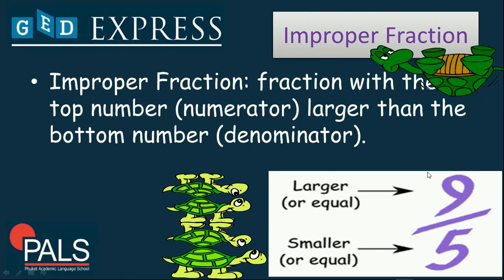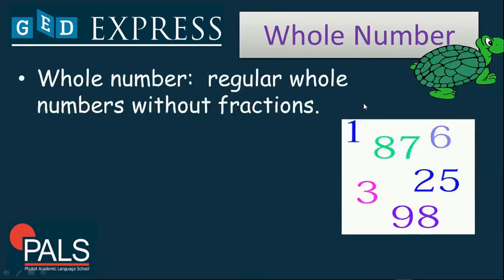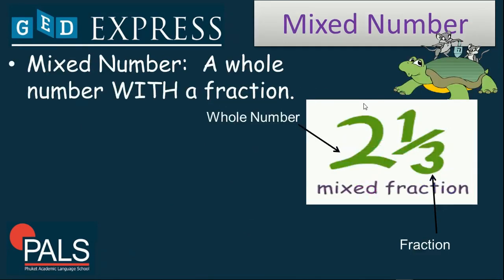Now, an improper fraction would be fractions with a larger number on top and a smaller number at the bottom part. So for the whole number, like what was discussed on the previous slide, that would be regular whole numbers without a fraction. So a combination of a whole number and a proper fraction, that is a mixed number.